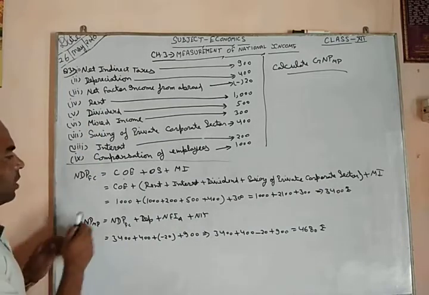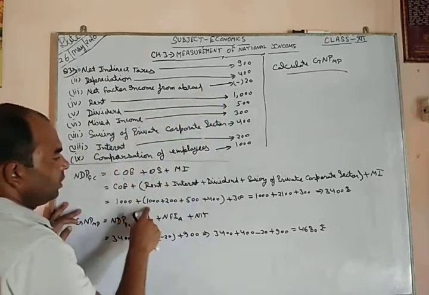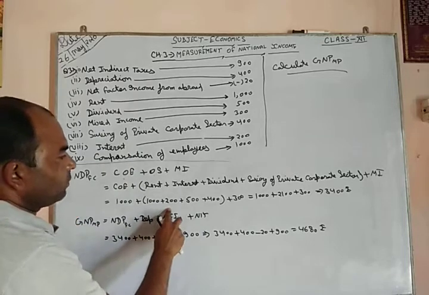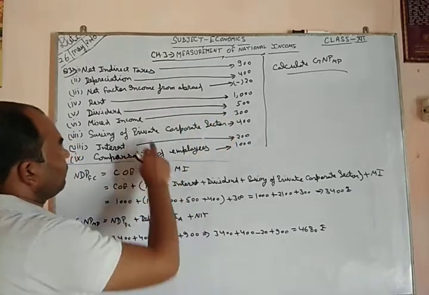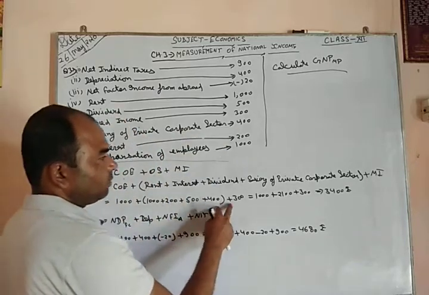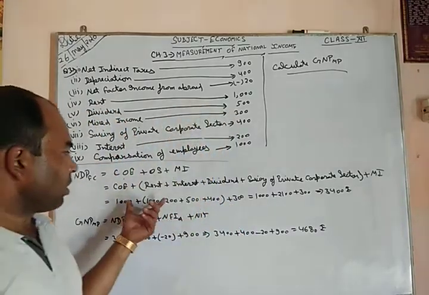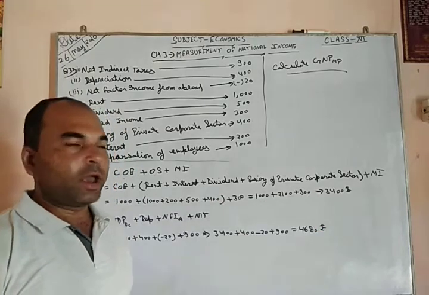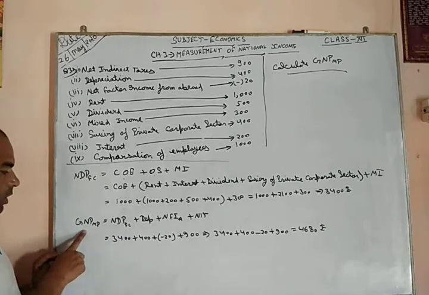So put the data. COE, this is 1000, rent is also 1000, interest 200 plus dividend here is 500, and saving of private corporate sector is 400. By the help of this plus mixed income also 300, which is given here. So after adding, 3400, calculate domestic income or NDP/FC. Then after, by the help of NDP/FC, we can calculate GNP/MP.